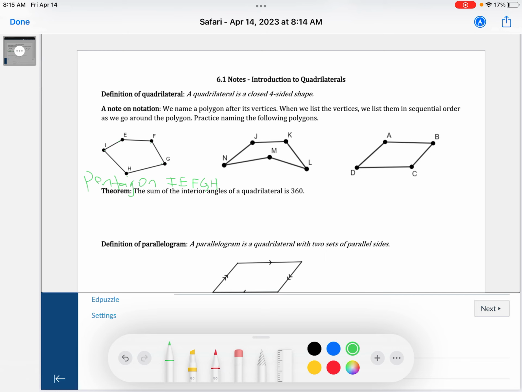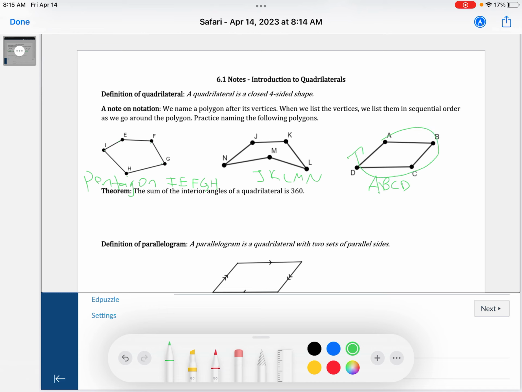It just doesn't matter which letter you start with, but you have to go around the circle, either left or right. You can't just randomly name the letters or it gets confusing. So we could call this one J, K, L, M, N, and we could call this one A, B, C, D, going around the figure like that.